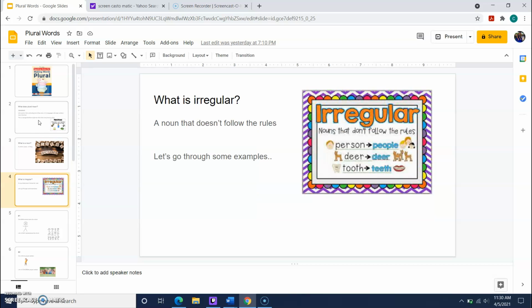Okay, so when it gets a little bit confusing about making things plural, there are these things called irregular nouns, okay? These are nouns that do not follow the rules. You can see in the picture here that some examples are listed. Like person, you don't add an S, it's actually just people. Deer are just deer. Tooth is teeth, okay? So now we're going to go through some examples of that.